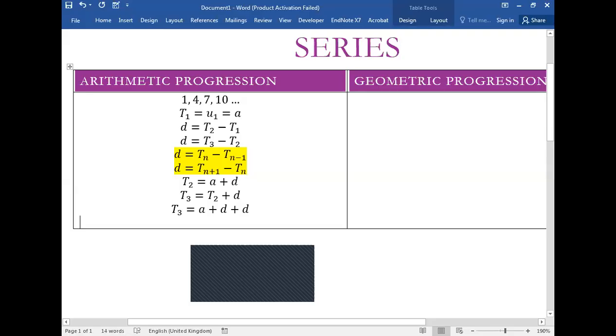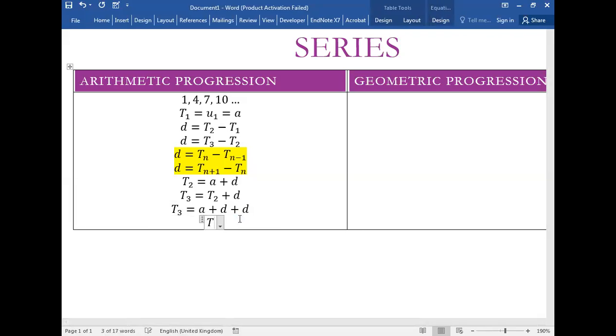So was this your second term, a plus d? And you add another d to it to get the third term. So what will be your third term? a plus 2d. Similarly, now if I ask you the fourth term, a plus 3d, agreed or not?